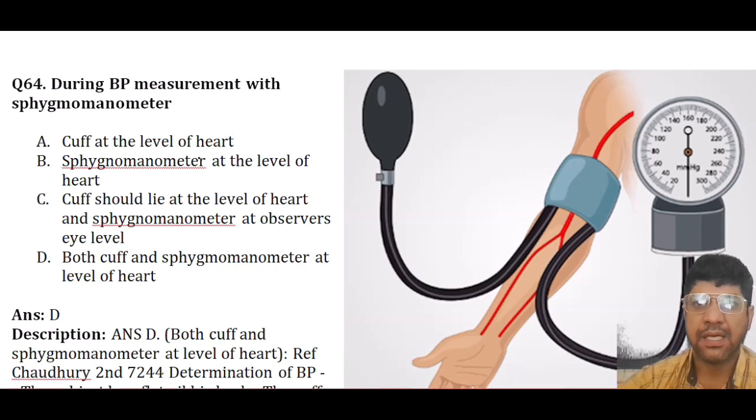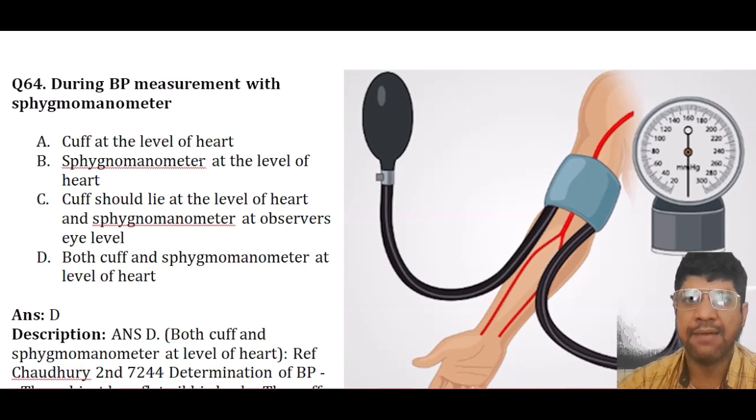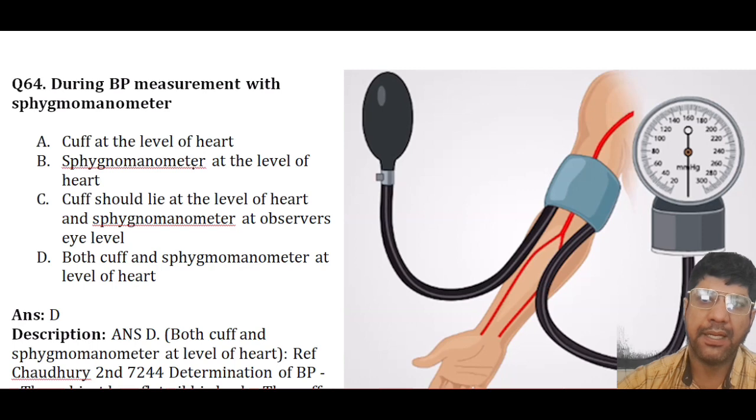So placing the cuff and sphygmomanometer at the level of the heart helps to ensure that the measurement is not affected by the gravitational differences between the heart and arm. That can lead to an inaccurate reading. So both cuff and sphygmomanometer should be at the level of the heart.